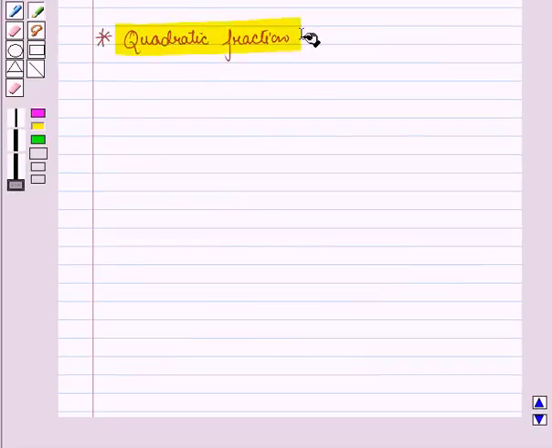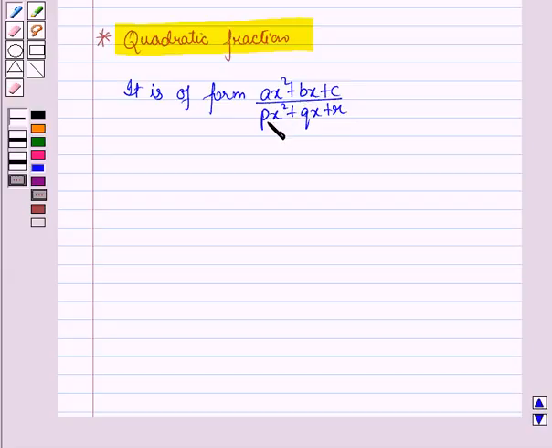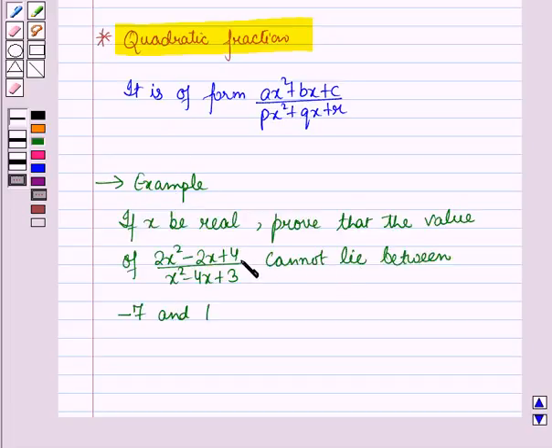And now let us discuss the quadratic fraction. The quadratic fraction is of the form (ax square plus bx plus c) whole upon (px square plus qx plus r), where a, b, c, p, q and r are constants, and a and p are not equal to 0. Now let us discuss it with the help of an example. If x be real, prove that the value of (2x square minus 2x plus 4) whole upon (x square minus 4x plus 3) cannot lie between minus 7 and 1.